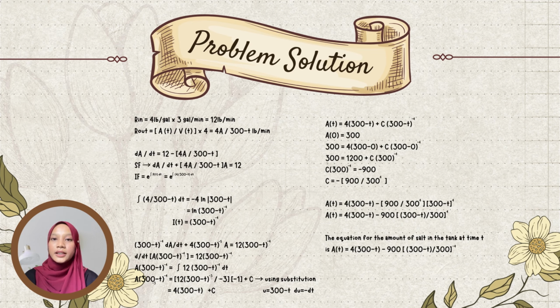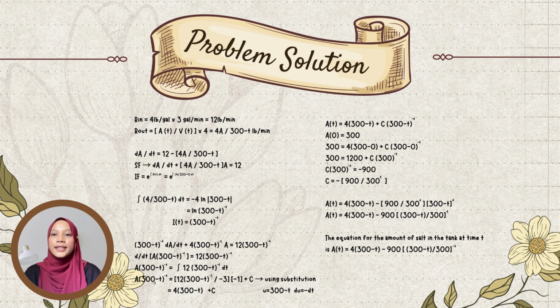Next, we have to find the rate of salt coming out, R_out, using the same formula, but the concentration should be written as A(t) over the volume, which changes with the difference between rate in and rate out. So the concentration is A over (300 - t). We get minus t because 3 gallons per minute minus 4 gallons per minute gives negative 1, and then we multiply by 4 gallons per minute. So R_out equals 4A over (300 - t).